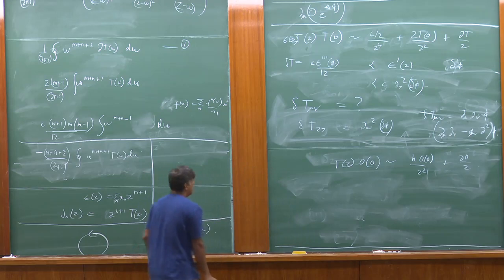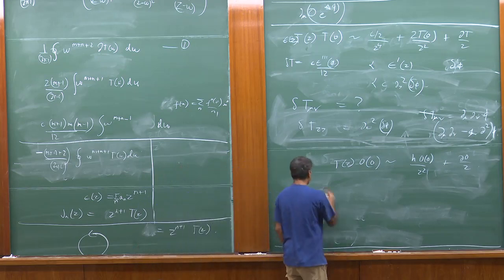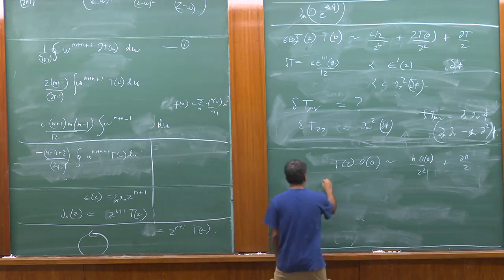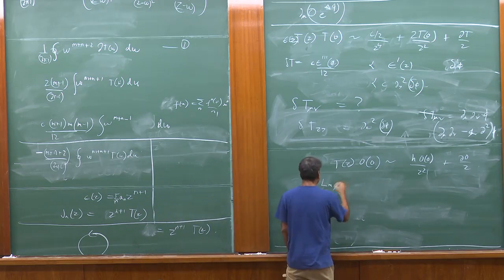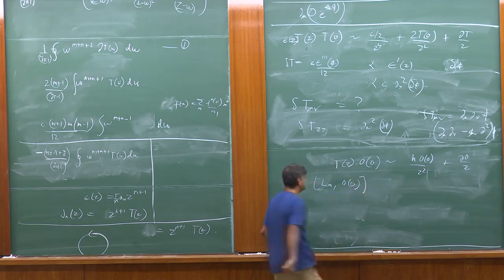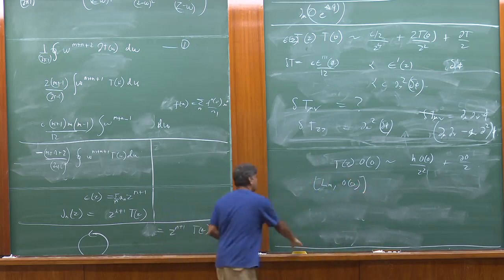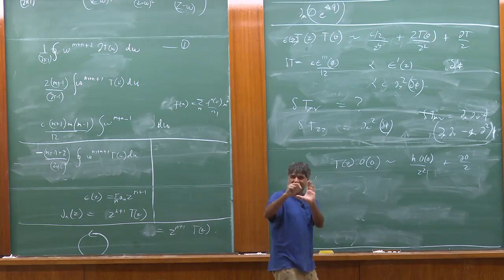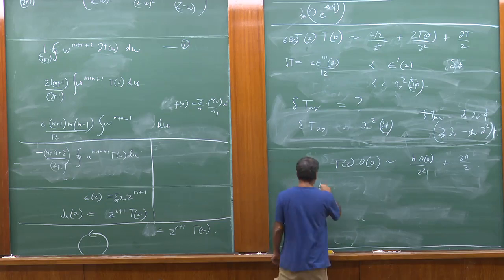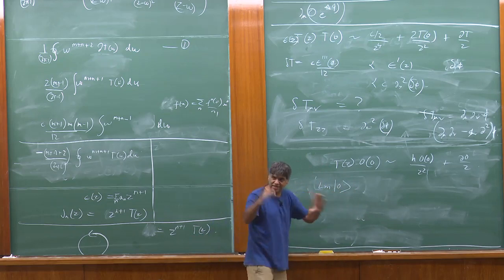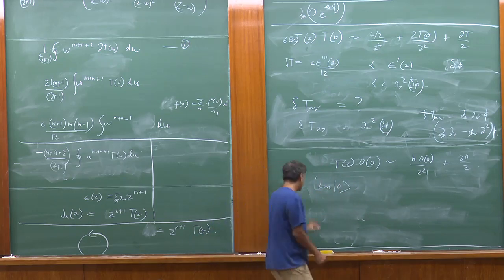Okay, now let me compute the following. Let me now compute L_m on O of 0, or the action of L_m on O of 0. I'm thinking of O of 0 as a state, because it's an operator inserted at the origin. So let me compute L_m acting on O. Is what this means clear? It's the state generated by the operator insertion at 0.